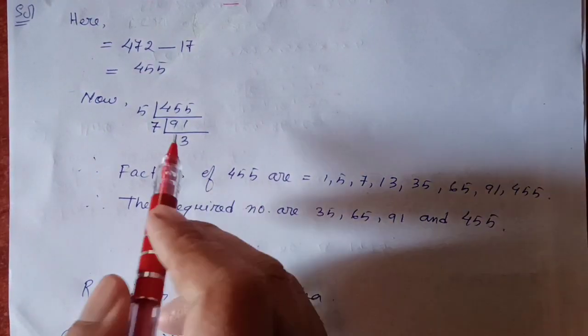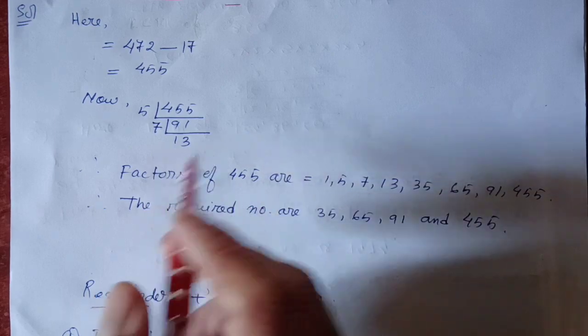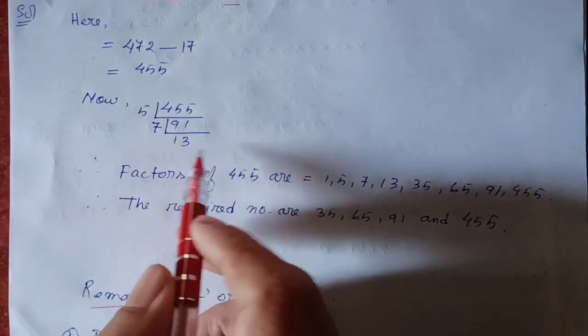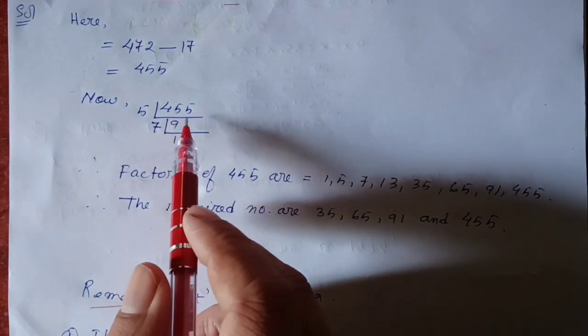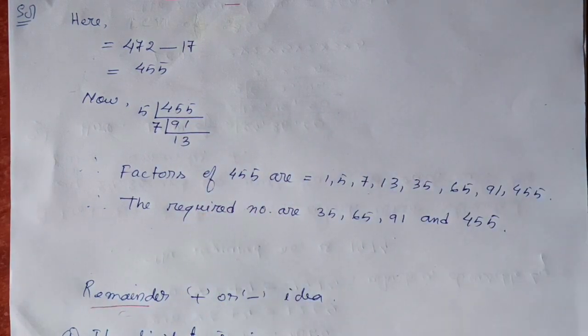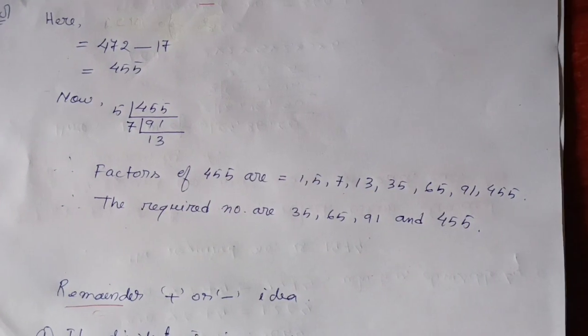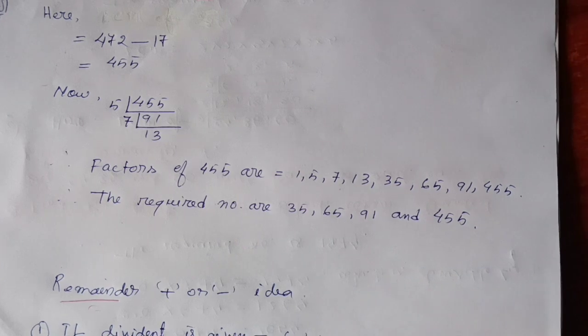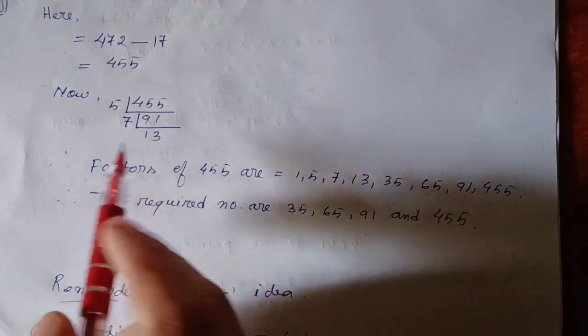So now the next important method is that after we take prime factorization, we need to write down its factors of 455. So how to find out those factors of 455? It's very easy. Look carefully.